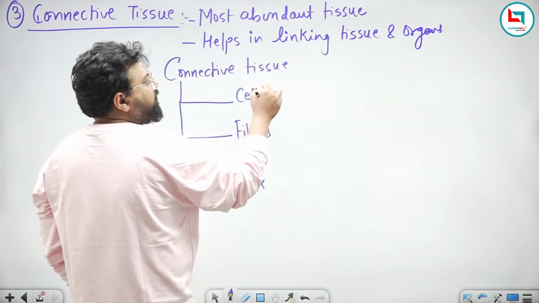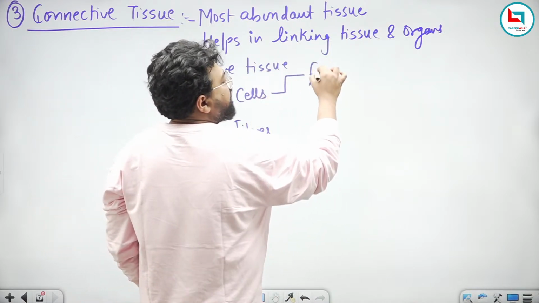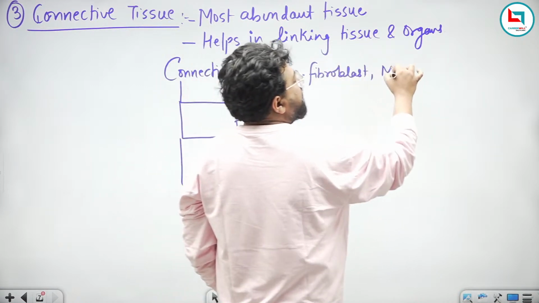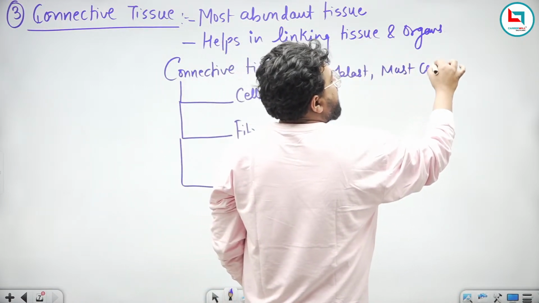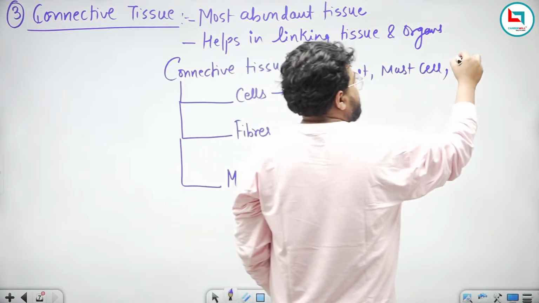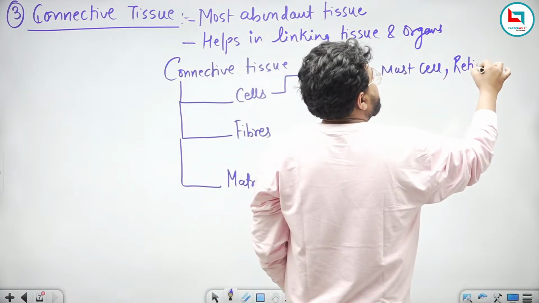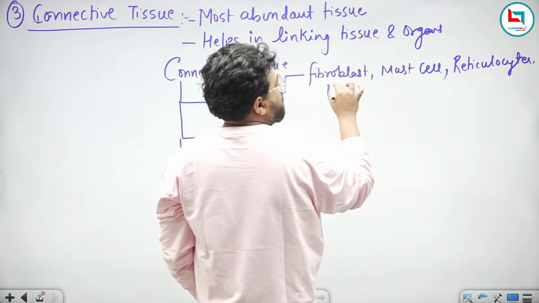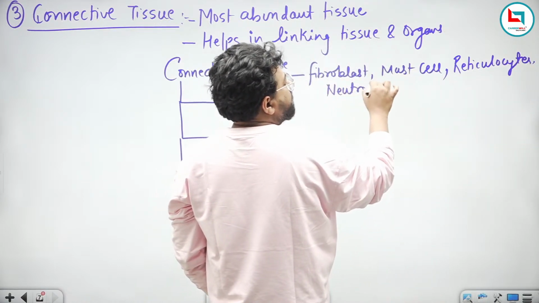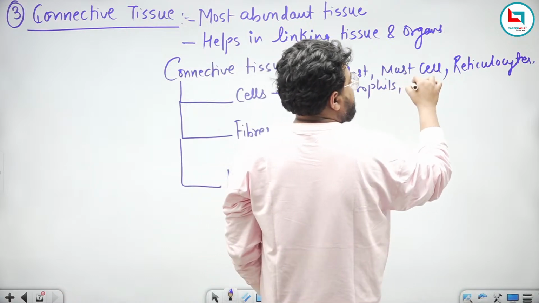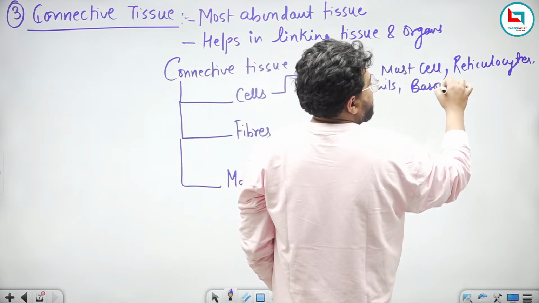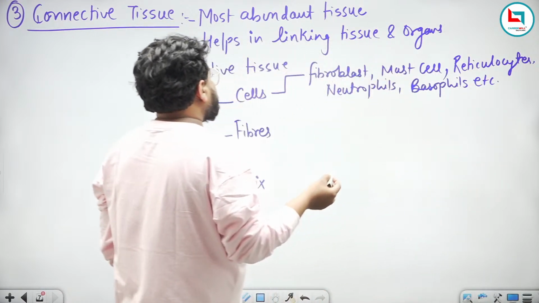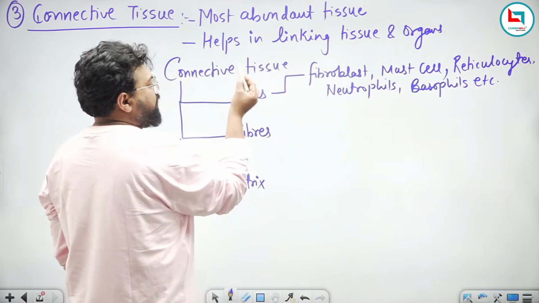So cells, there are various types of cells like fibroblasts, like mast cells, like reticulocytes, like neutrophils, like basophils, etc. in the cells of connective tissue.